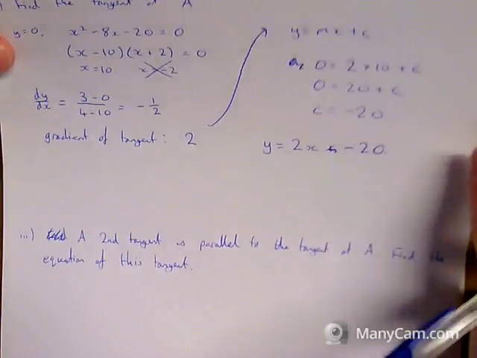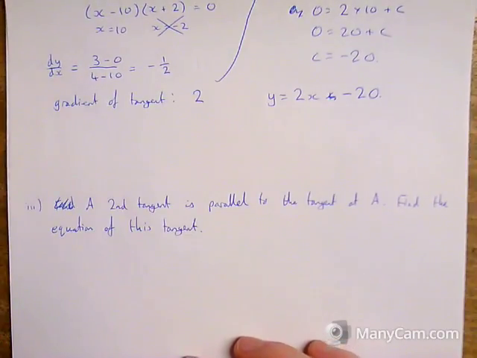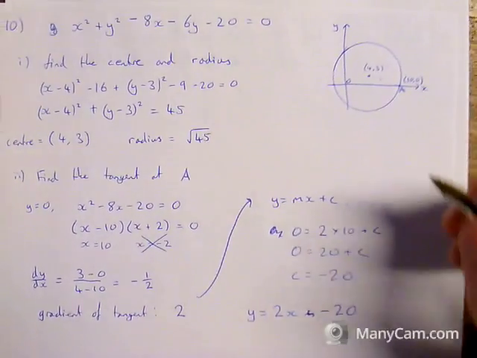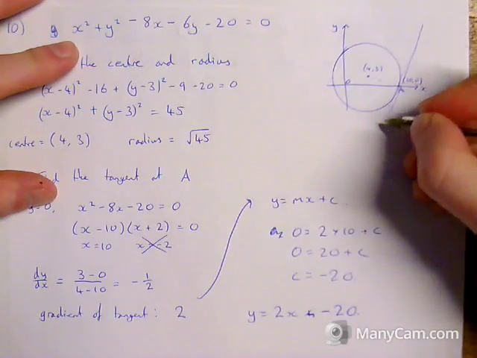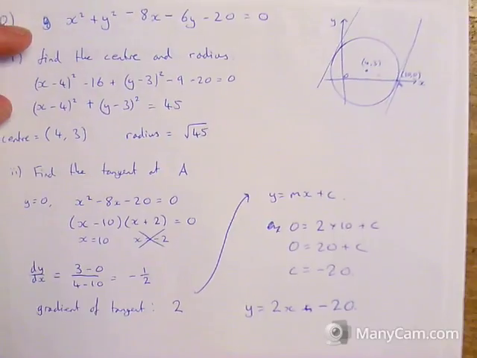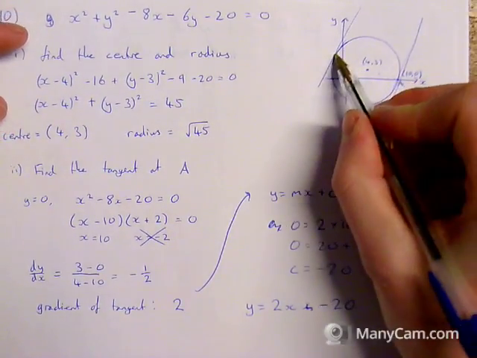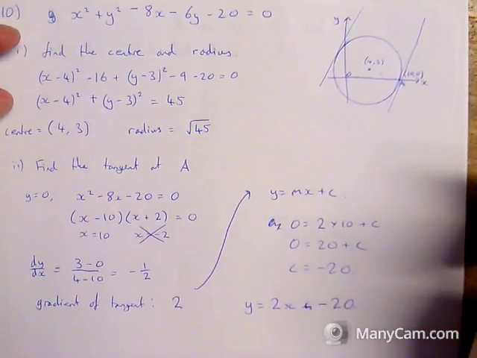Okay, part 3, we're told that there's a second tangent that's parallel to the tangent at A, and we want to find the equation of that tangent. So we've got the tangent here, so we want to find the parallel one, which is over the other side of the circle over there. I need to work out what the coordinate is going to be of that point over the other side.